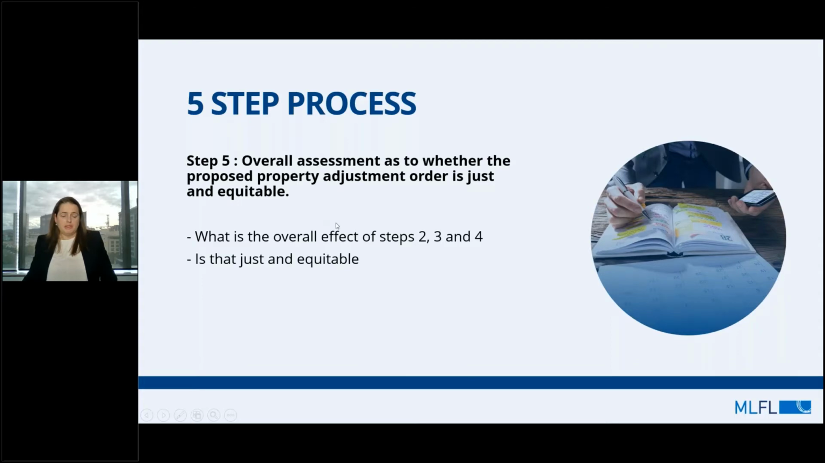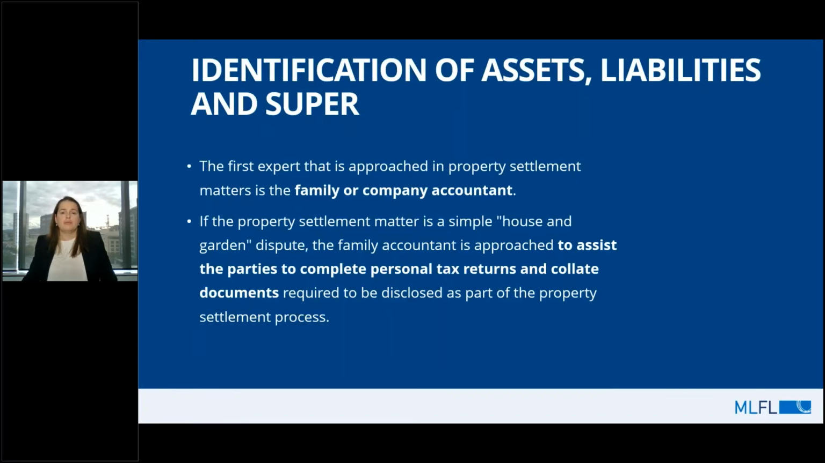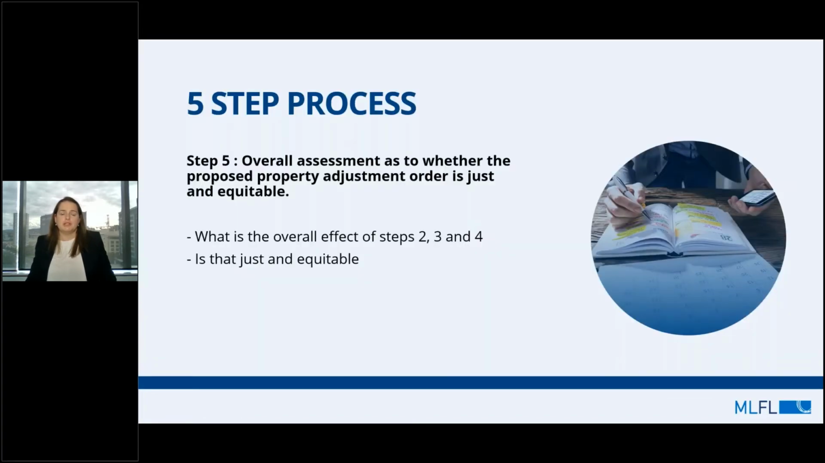Step 5 brings us back to an overall assessment as to whether it is just and equitable in the circumstances. Examples of relevant considerations may be whether it's appropriate for the equalisation of superannuation, or whether one or the other of the parties should maintain a greater amount of superannuation, and whether it's appropriate to preserve the home for the primary care of the party's child.